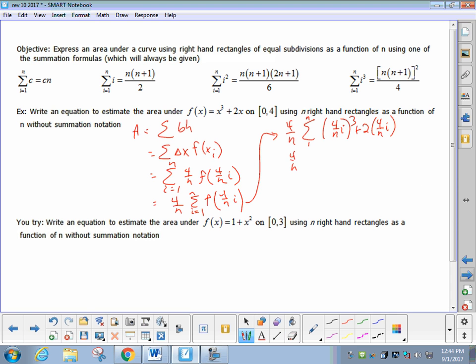First, let's say I cube that. I can cube each part, wouldn't you say? So this is 64 over n cubed, i cubed.